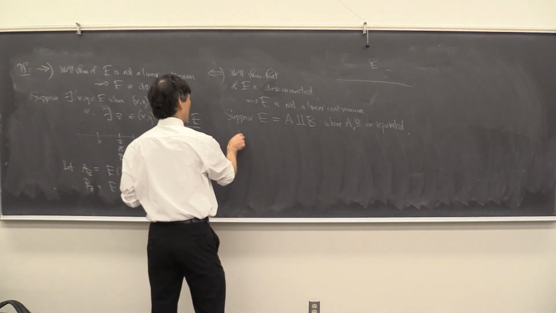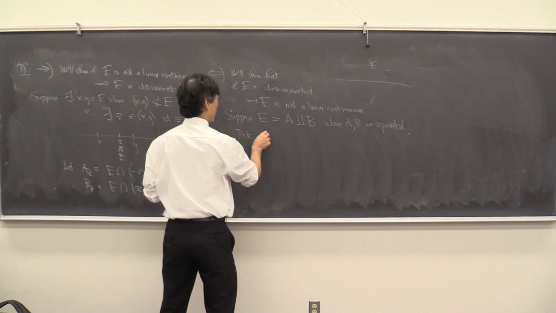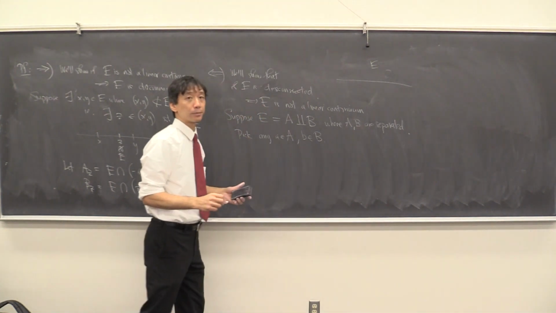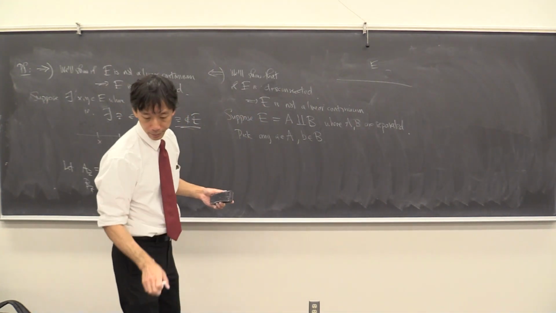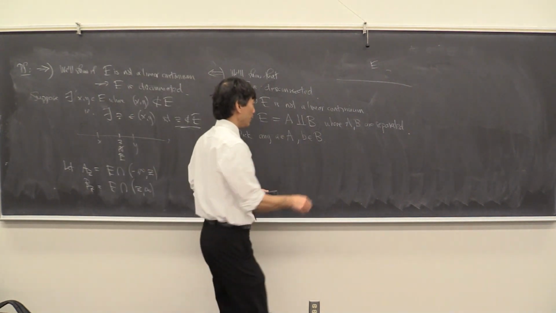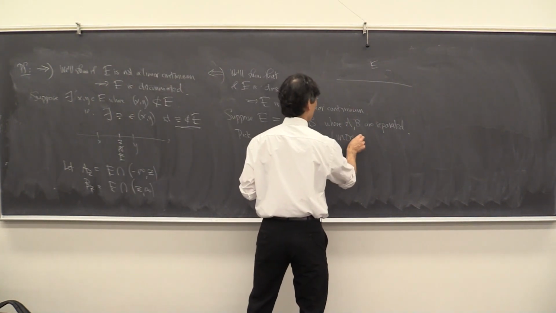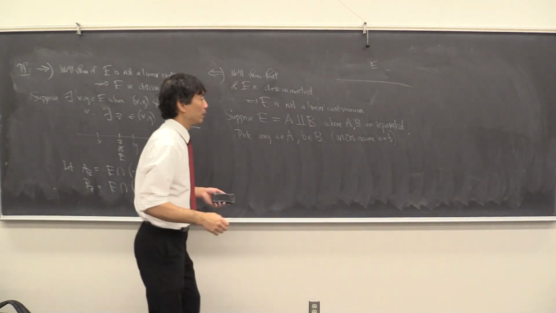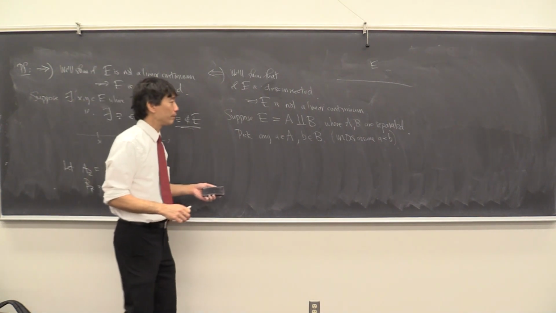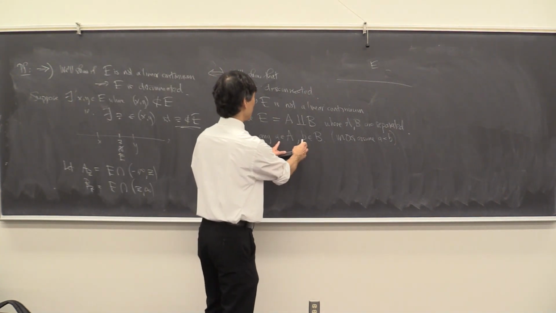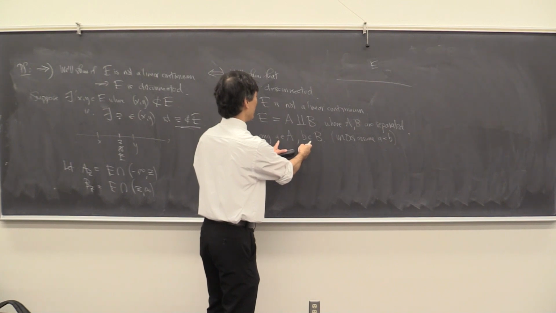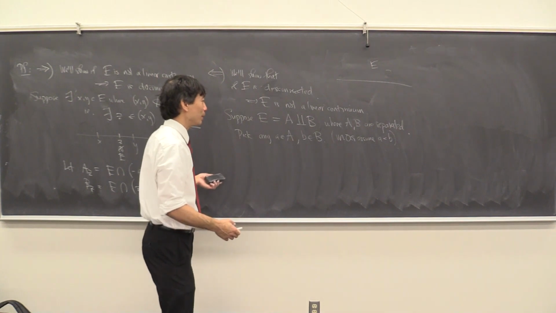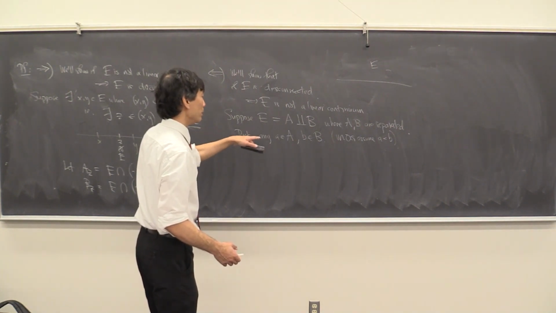Pick any point in A and any point in B. And without loss of generality, assume a is less than b. It doesn't matter. If it's the opposite way, we can just relabel everything and call those guys the B's and those guys the A's.